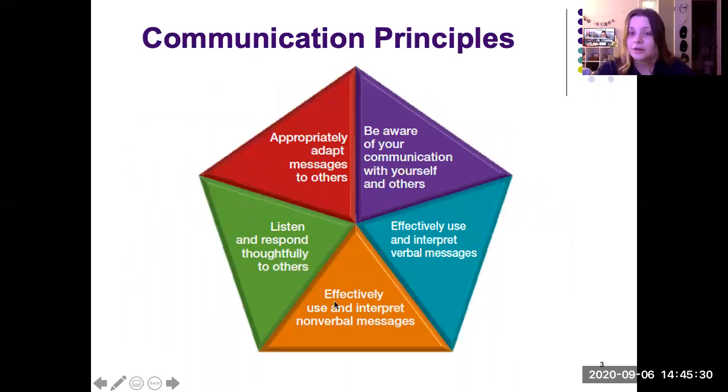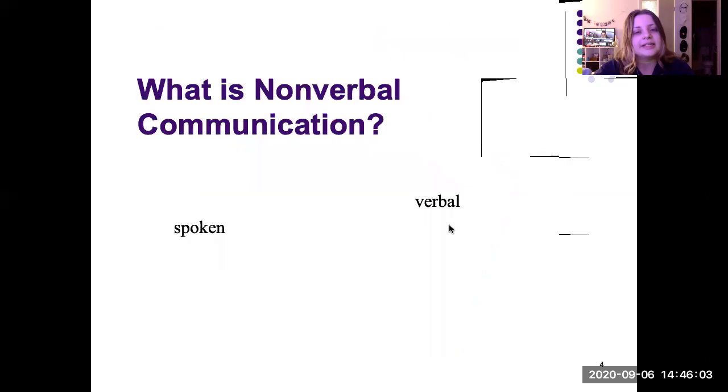As we've done in the previous lectures, the first principle is about being aware, the second one is verbal messages, and the third one is nonverbal messages. Sorry, I can't math. That's why I got a communication studies degree. After that we'll do listening, and then we'll do adaptation. So getting into nonverbal.